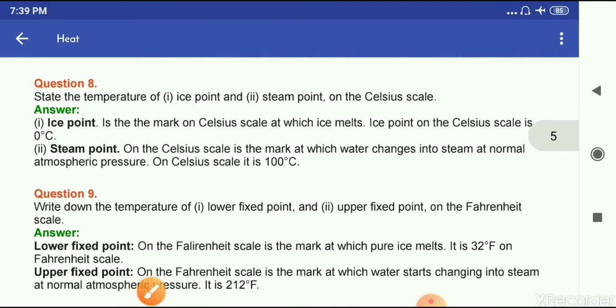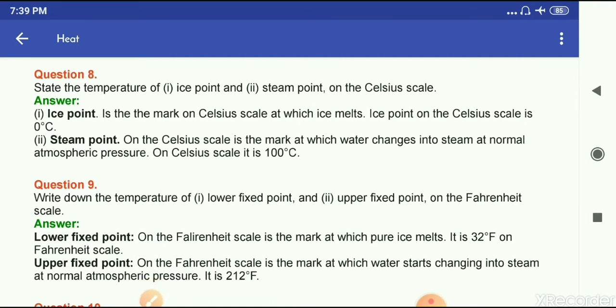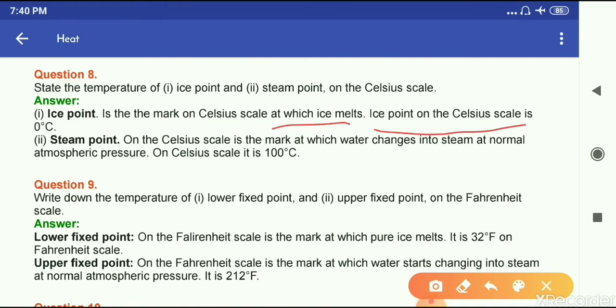Question number 8. State the temperature of ice point and steam point on the Celsius scale. So ice point is a mark on the Celsius scale at which ice melts, and ice point on the Celsius scale is 0 degree Celsius. Second, steam point on the Celsius scale is the mark at which water changes into steam at normal atmospheric pressure, and it is 100 degree Celsius.